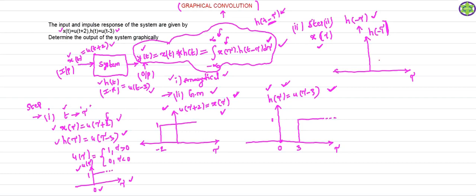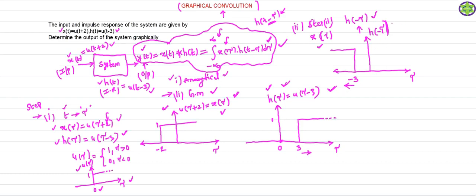How can you find out the h of minus tau? You just perform the folding operation about the y-axis. Now your h of minus tau is what? So this is your h of minus tau. So it is only defined from -3, so for tau less than -3. Originally, it is defined for tau greater than 3.